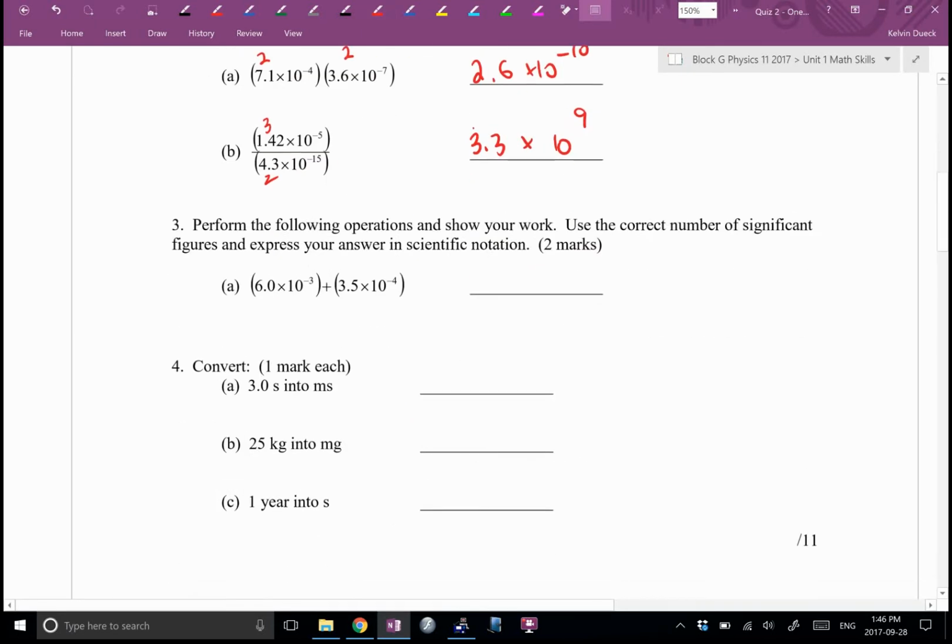Adding and subtracting is trickier. In fact, if it's adding and subtracting scientific notation, I usually write it in standard form. 0.0060 plus 0.00035. Looks like the first place I'm missing something is, I think the way I wrote it with you folks, I'm missing something here, so I'm going to round off to there.